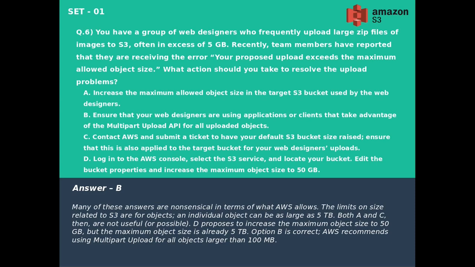Both A and C then are not useful or possible. D proposes to increase the maximum object size to 50 GB, but the maximum object size is already 5 TB. Option B is correct. AWS recommends using multi-part upload for all objects larger than 100 MB.